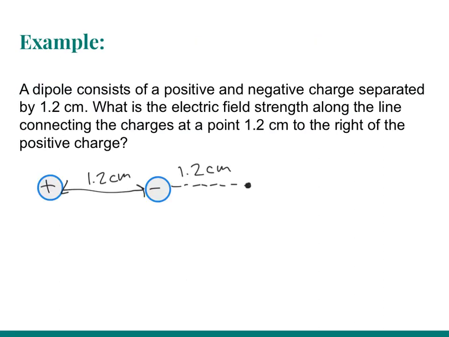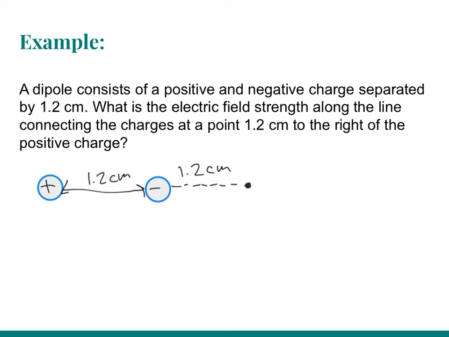Our next example is a dipole. A dipole is a positive charge and a negative charge. So the dipole consists of positive and negative charge separated by 1.2 centimeters. What is the electric field strength along the line connecting the charges at a point 1.2 centimeters to the right of the positive charge?